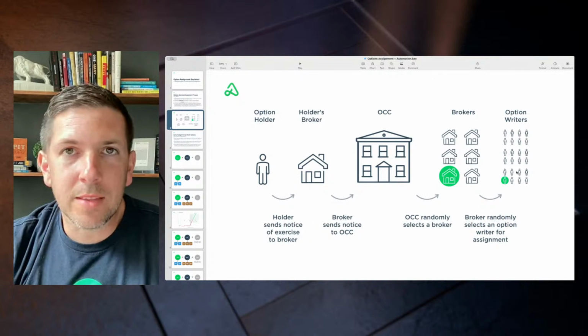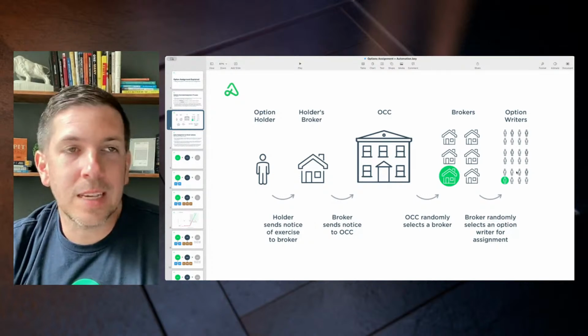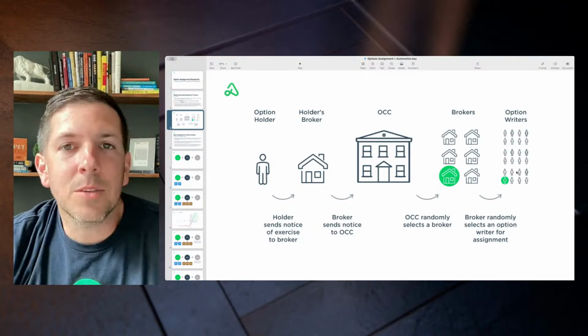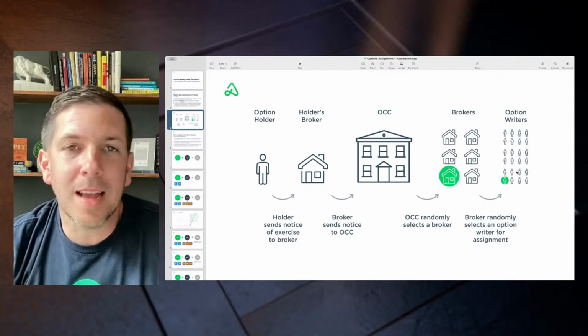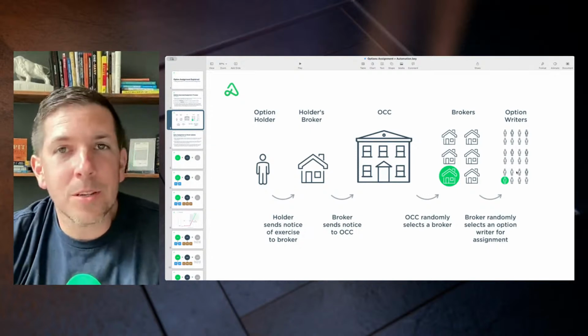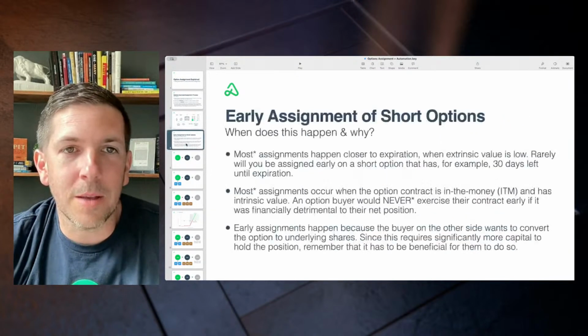A lot of people think that there's some kind of scheme out there to get you. Some people will say, I've been assigned 5 times this week, so they're out to get me this week. It's not the case. It just happens to be you. It's happened to me. It's going to happen to you. It's a normal part of the process, okay?